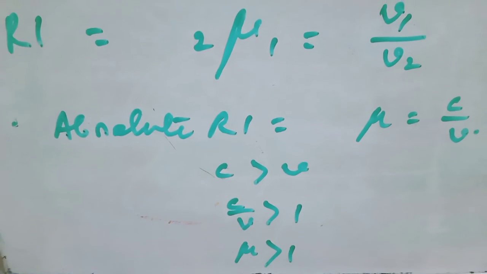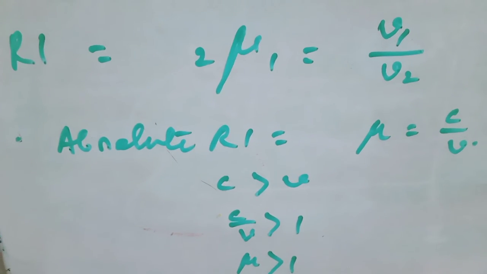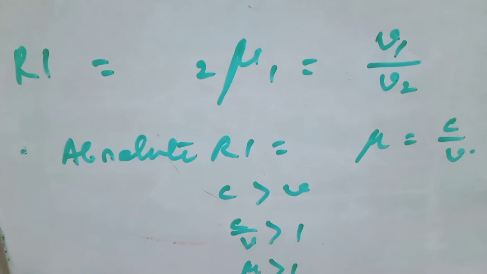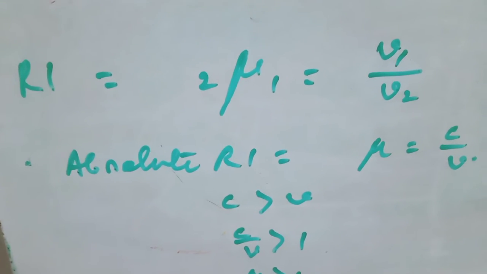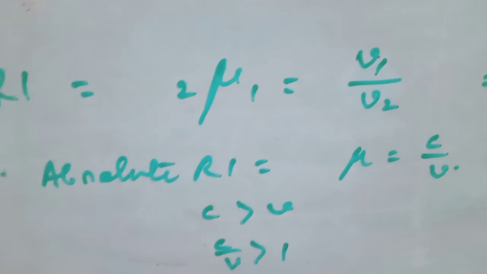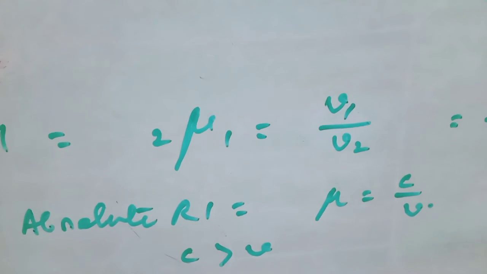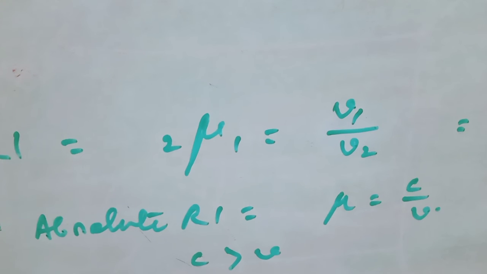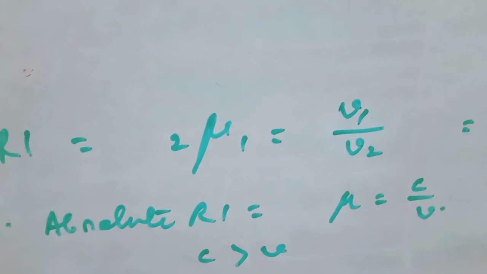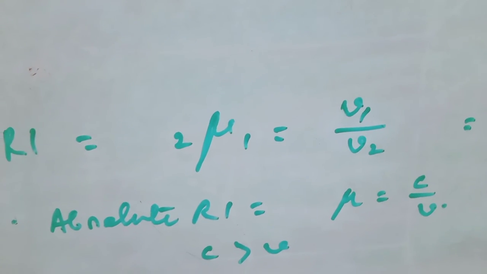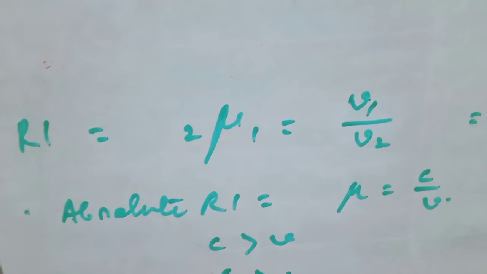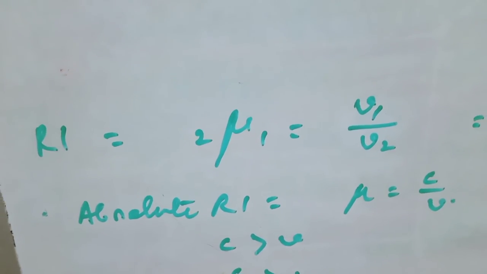So mu is greater than 1. This is called the absolute refractive index. When the first medium is considered to be vacuum, then this ratio is called the absolute refractive index. It is denoted by mu. Mu is equal to c by v. The speed of light in vacuum is 3 into 10 to the power 8 meter per second. Now if you know the speed of light in another medium, then you will be able to find the refractive index of the second medium with respect to the first medium.